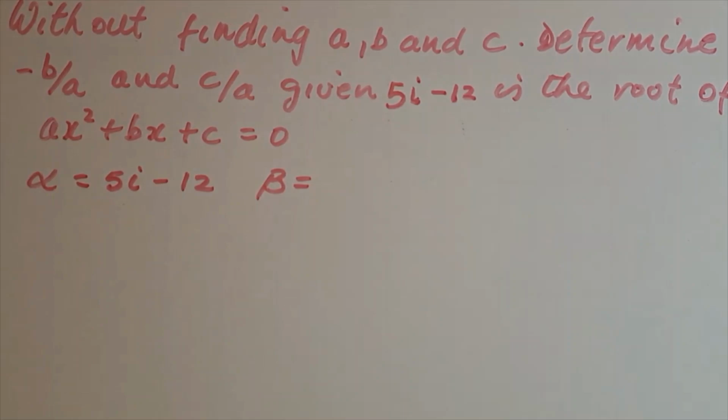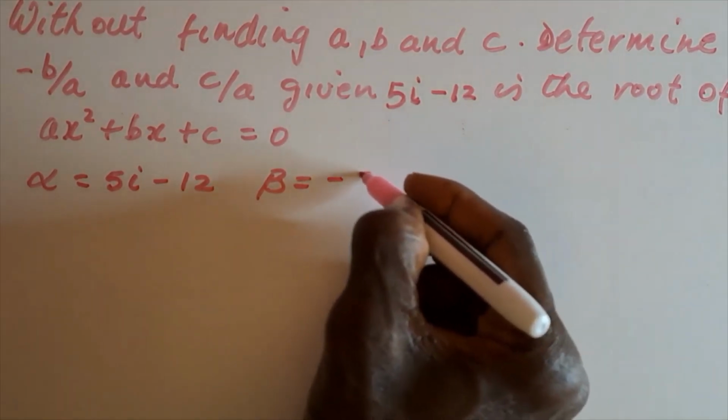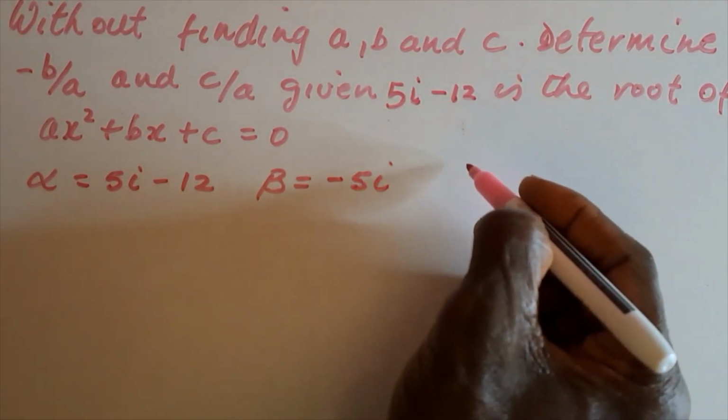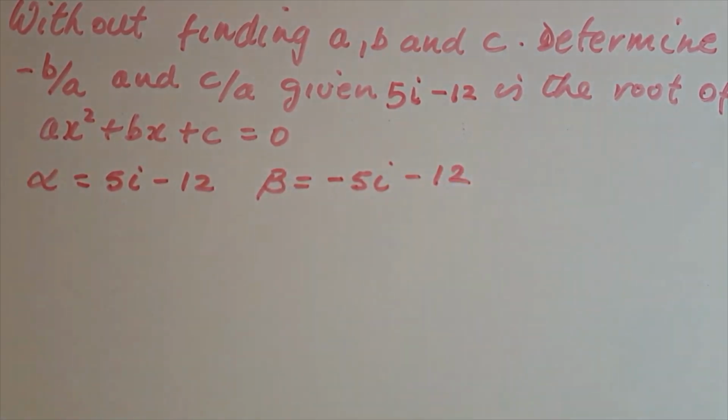But what is this complex conjugate? We need to be careful. It is minus 5i minus 12.